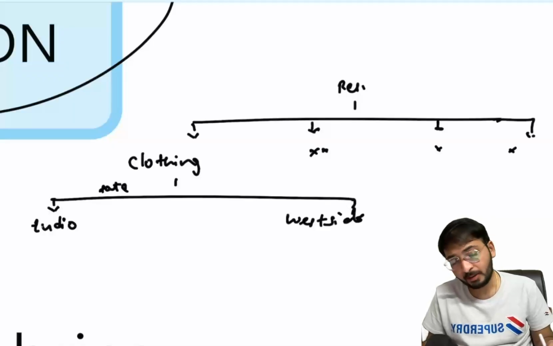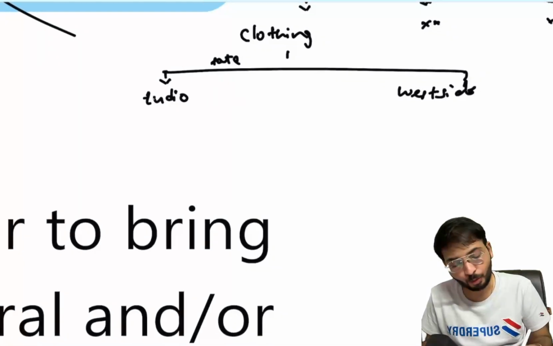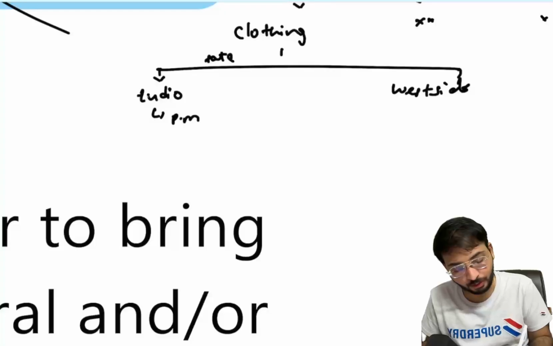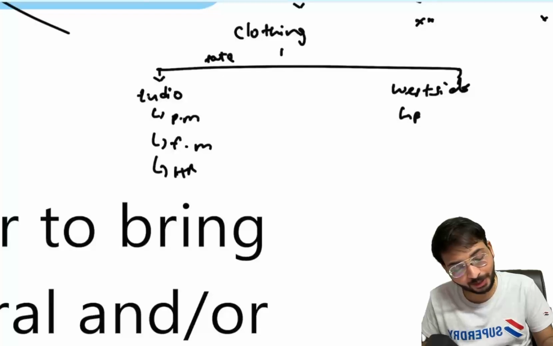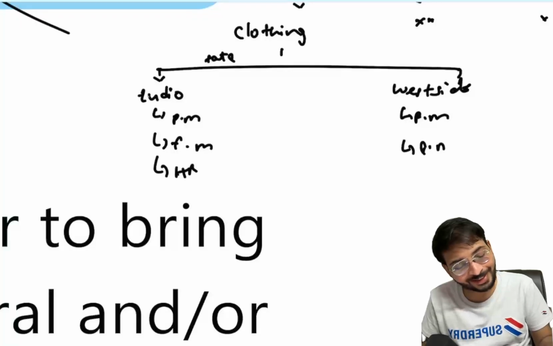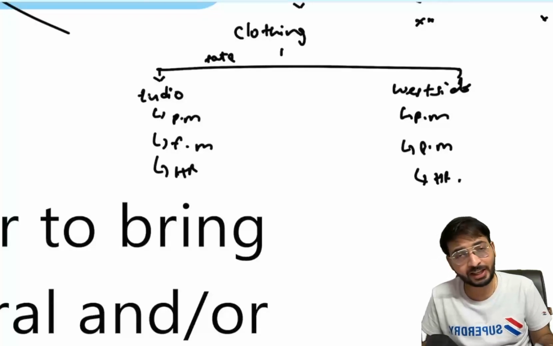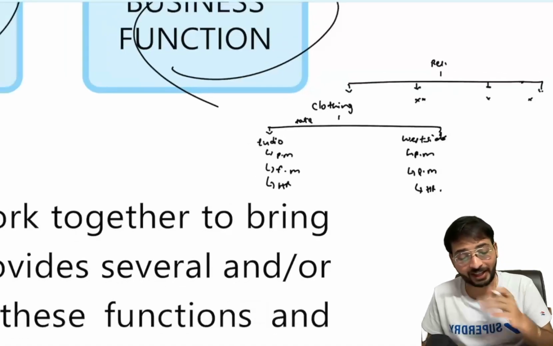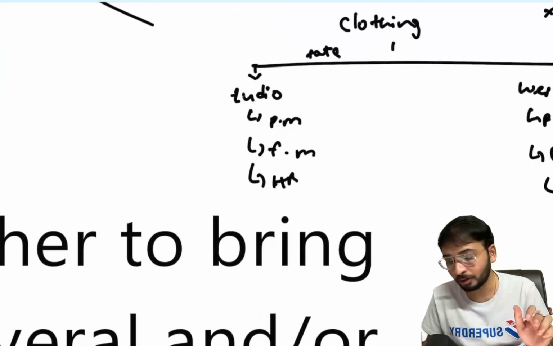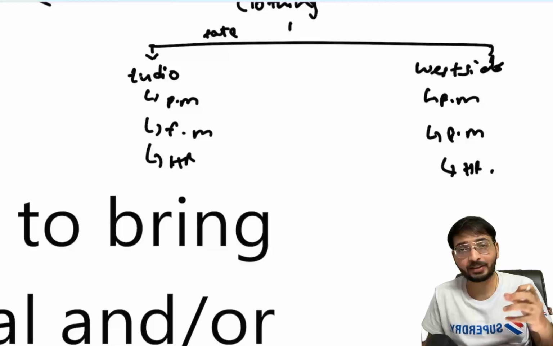Now, if you see, both are separate departments. Zudio again will have a purchase manager, finance manager, HR manager, all this. Again, Westside also has a purchase manager, finance manager, HR manager, all this. But if you see, there is a duplication, right? They have to pay for a purchase manager in Zudio also. They have to pay for a purchase manager in Westside also.